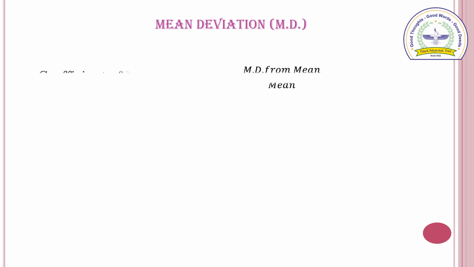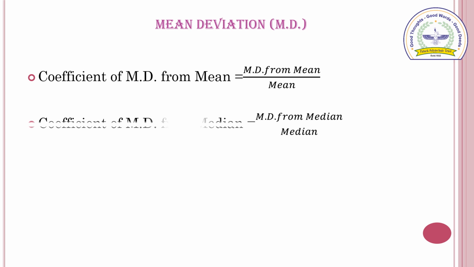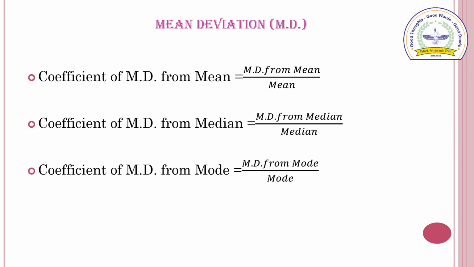Coefficient of mean deviation from mean. So coefficient of mean deviation from mean equals mean deviation from mean upon mean. Coefficient of mean deviation from median equals mean deviation from median upon median. And coefficient of mean deviation from mode equals mean deviation from mode upon mode.